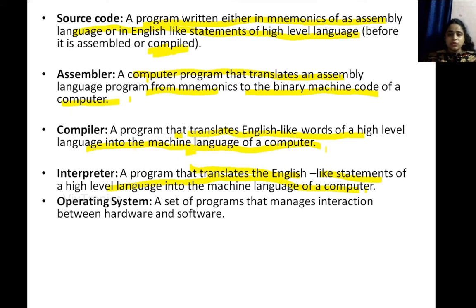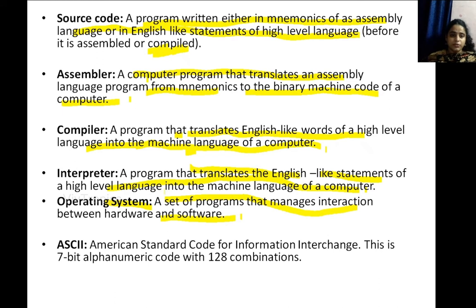Operating system: you know the operating system, the set of programs that manages interaction between hardware and software. We know the OS, right, Windows OS and Mac OS, like that we came across different types of operating systems. They are sets of programs which work by combining both hardware and software, balancing the two.